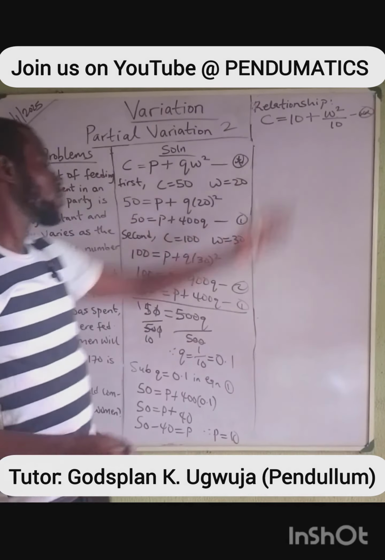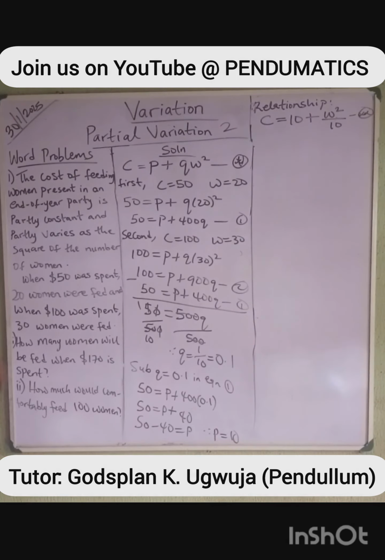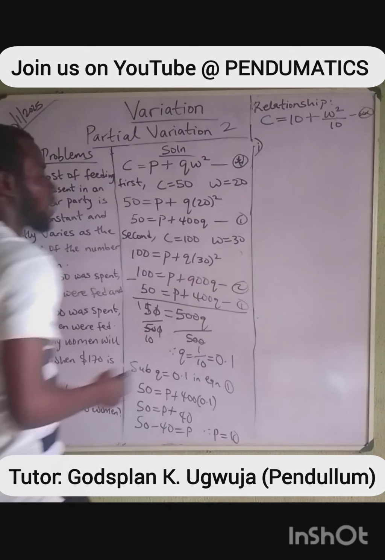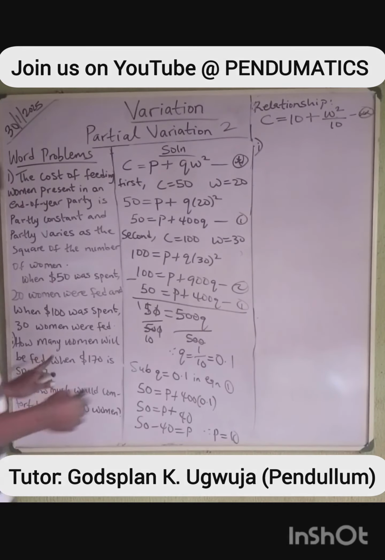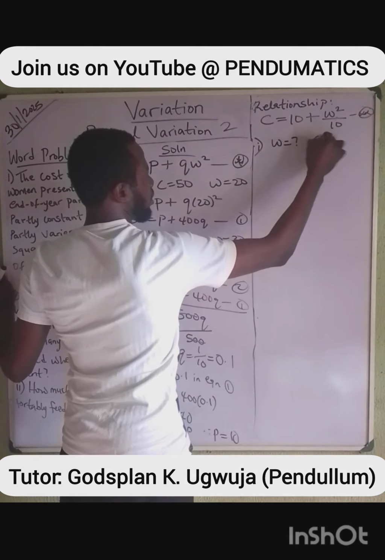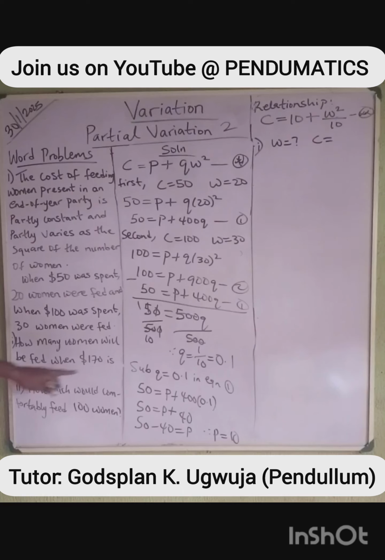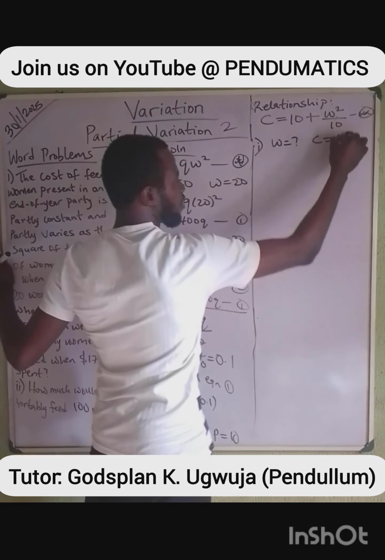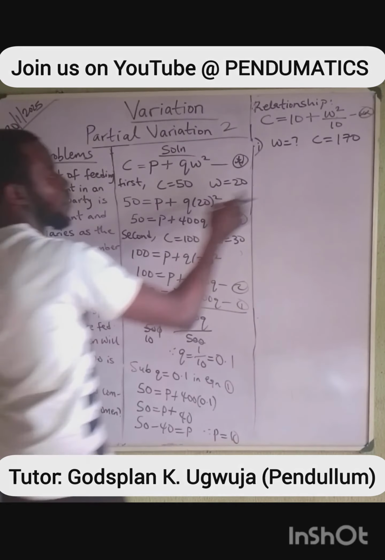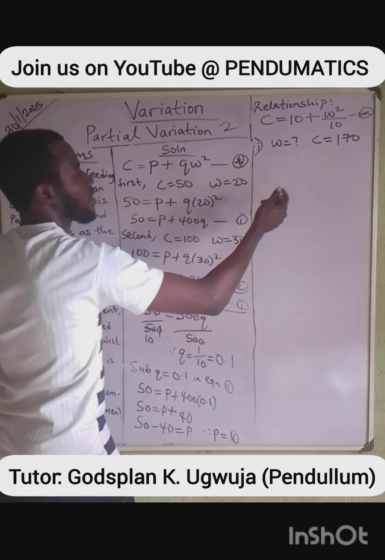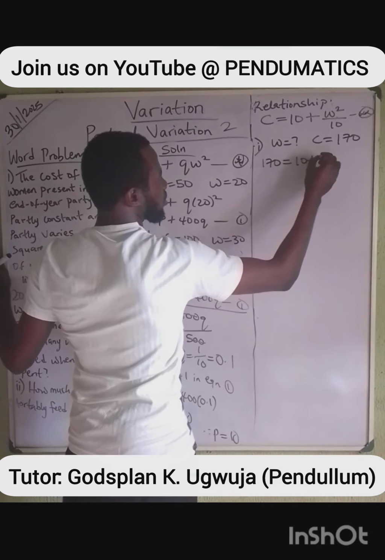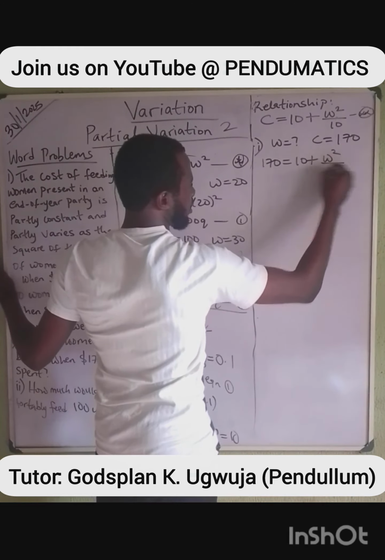Now with this relationship, we can find what we are asked to find. First of all, we are asked, how many women will be fed? Well, we are looking for W, and they told us that the cost is 170. So if we spend $170, how many women will be fed? We are going to put this into this. Alright, so C is 170, 10 plus W square over 10.